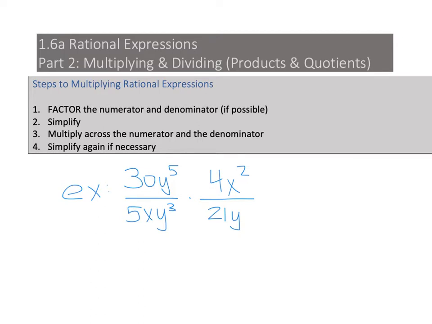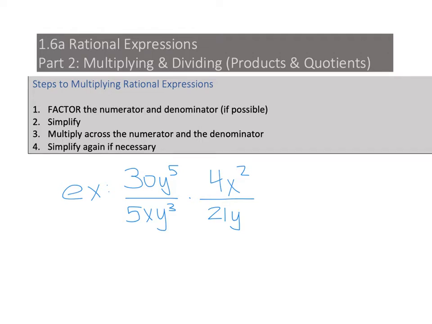So the steps I have listed there: we want to factor the numerator and denominator, if possible. Could be that there's no factoring to be done. And we do that because we want to cancel common factors or simplify, and we might be able to do that even without factoring. The third step is to multiply across the numerator and multiply across the denominator. The fourth and last step is to do any simplifying that's possible after we do the multiplication.